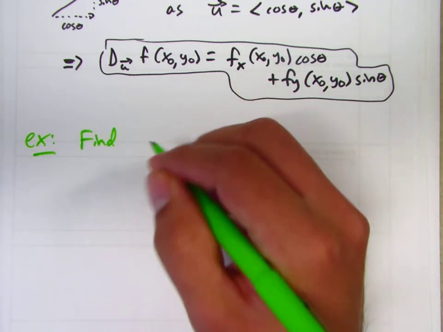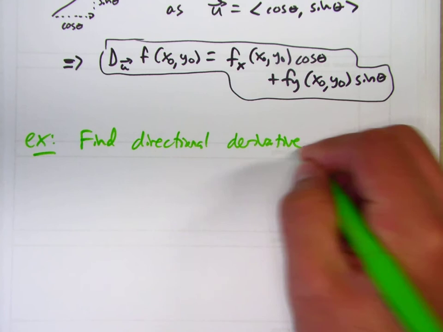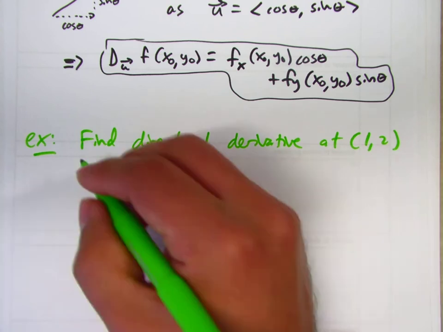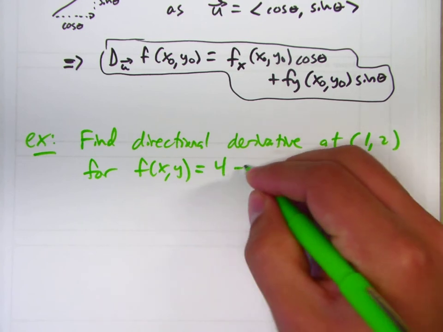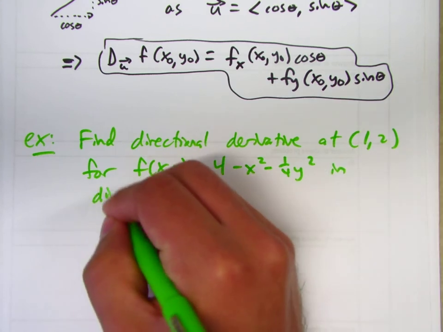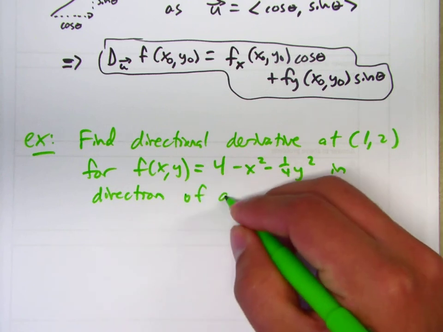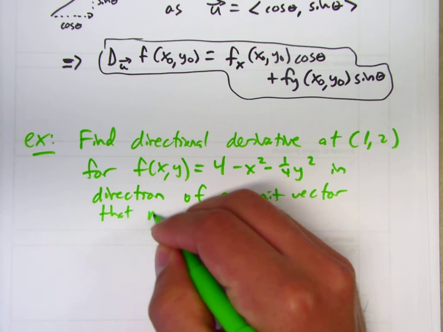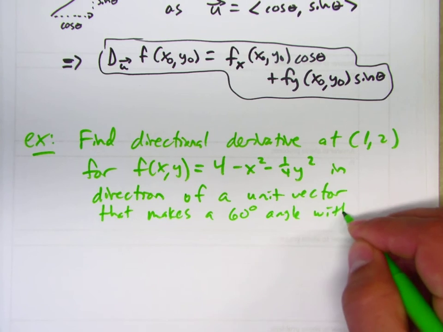So let's just do a pretty standard one. Let's find the directional derivative at 1, 2 for the function f of xy equals 4 minus x squared minus 1/4 y squared in the direction of a unit vector that makes a 60-degree angle with the positive x-axis.